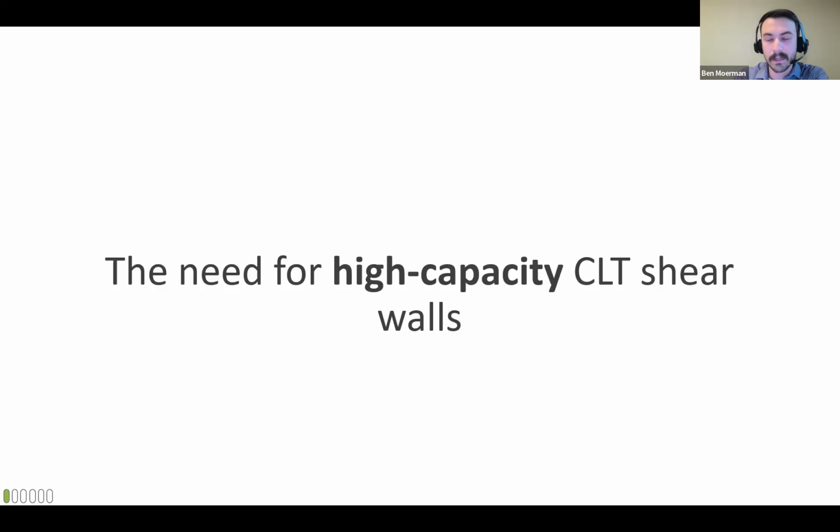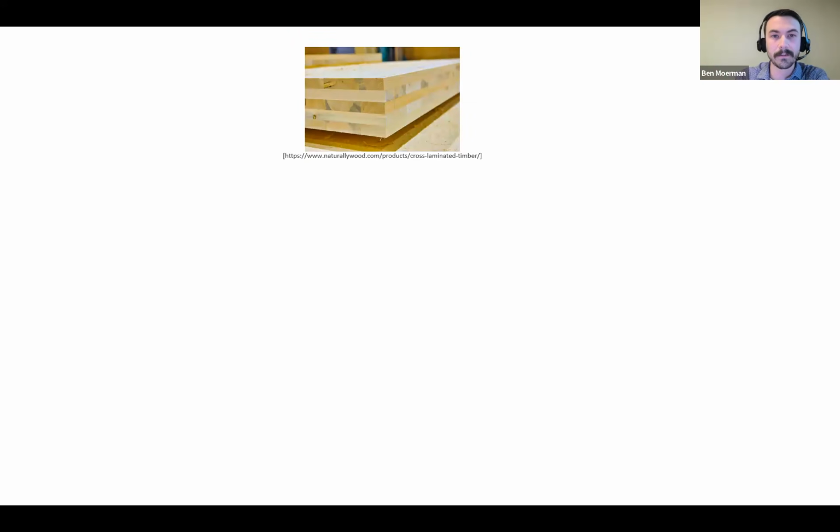So to kick it off, why do we need high capacity CLT shear walls? CLT has been around for quite a while. You can see a basic layup shown at the top there. This is a mass timber product. It's glued up dimensional lumber, and what I tell people, especially those that aren't in the industry, is that it's just jumbo plywood. And since it's jumbo, we can make bigger connections. It's got a lot more in-plane strength and stiffness, and so it's really well suited to be a shear wall element, not just floor plates.